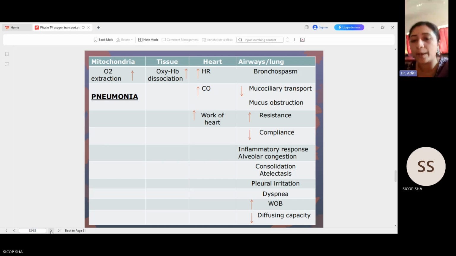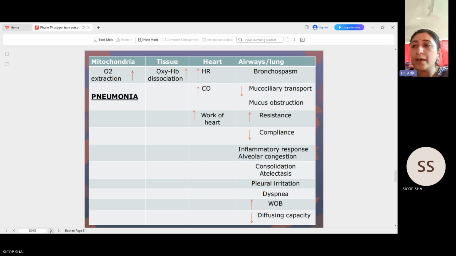Now let us look at a few pathological conditions and the effects that they can have on the system. In cases of pneumonia, at the mitochondrial level the oxygen extraction increases. At tissue level, the oxygen-hemoglobin dissociation also increases. At heart level, as I told you, whenever the ventilation or perfusion goes for a toss, the heart rate will increase in an attempt to increase the cardiac output, because of which the work on the heart is also increasing.